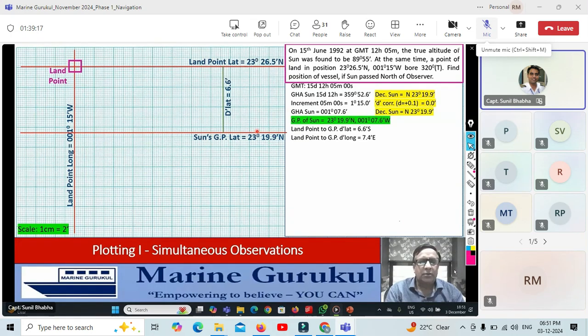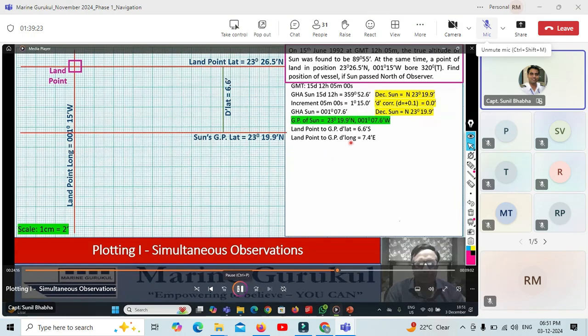Now we find out the D long from the point on land, this meridian, to the meridian of the GP. Beta, any doubt in plotting of this latitude, GP latitude?